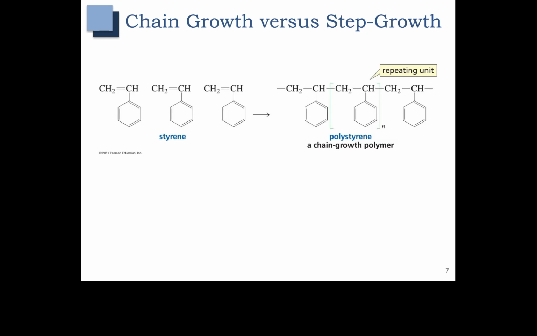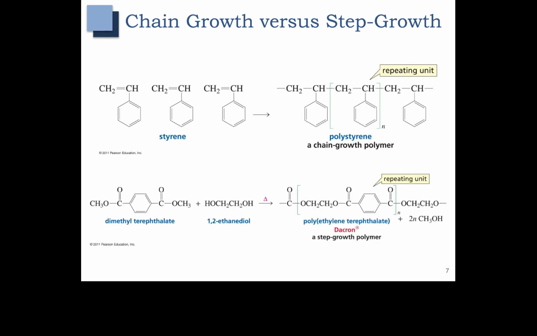We already talked about styrene as being an example of a chain growth polymer. And so you can see that we don't lose atoms in our chain. We have the same number of carbons and hydrogens here as we do in each repeating unit. We can also see that we have an alkene functional group. And when we talk about the mechanism for formation of polystyrene from styrene, we'll see that we need an initiator to get the reaction going, and we'll see that we have a chain reaction mechanism.